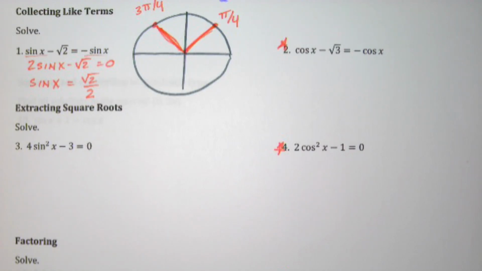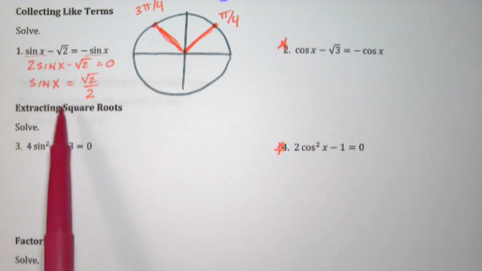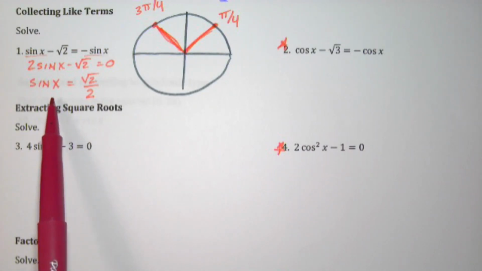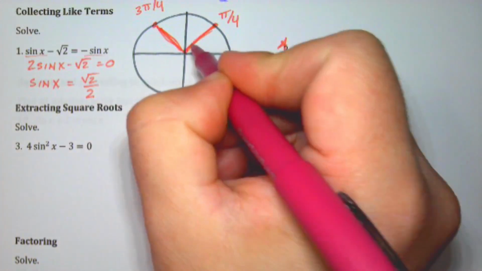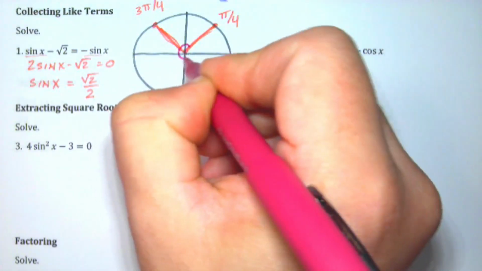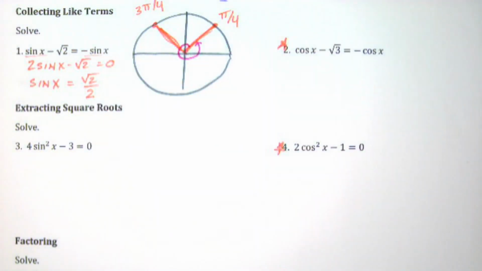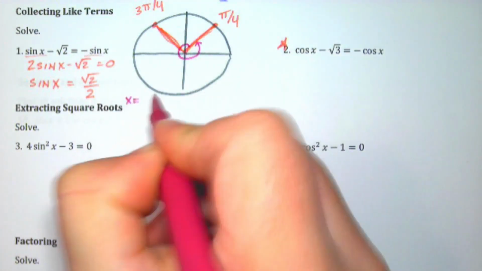But as I saw above, I'm not limited to just the unit circle. I want to solve this for every single possible x. So we're going to be adding those multiples of 2 pi. So again, from pi over 4, we're going to add 2 pi n. That's one possibility.